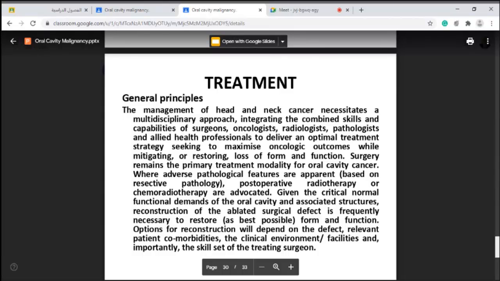And options for reconstruction will depend on the defect, site of the defect, and size of the defect, relevant patient comorbidities, the clinical environment, facilities, and importantly, the skill set of the treating surgeon.